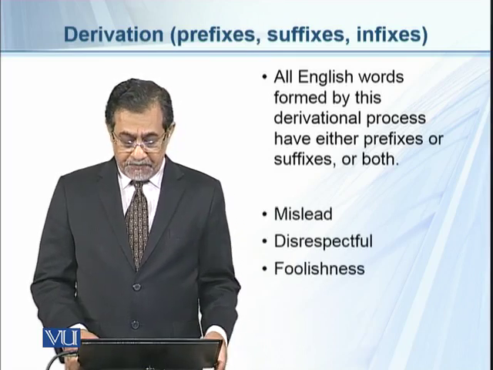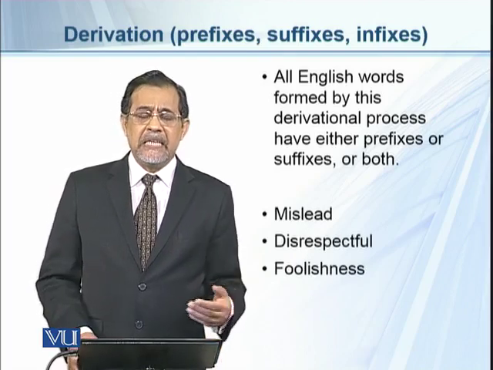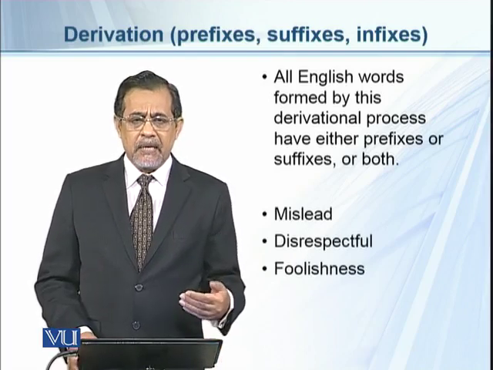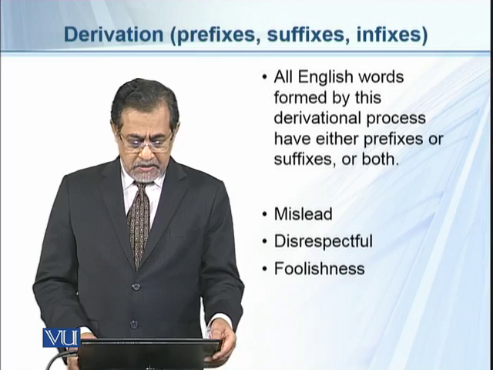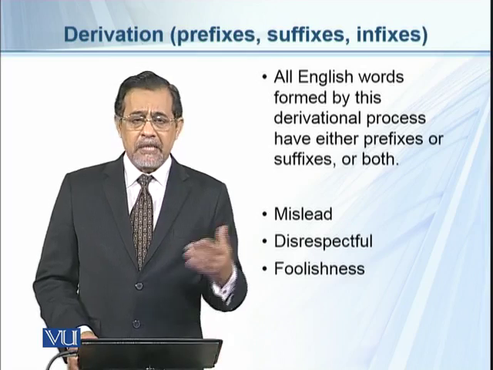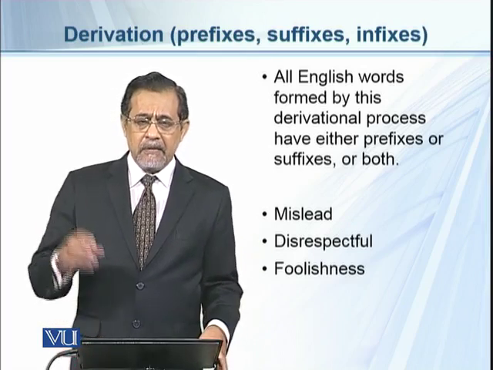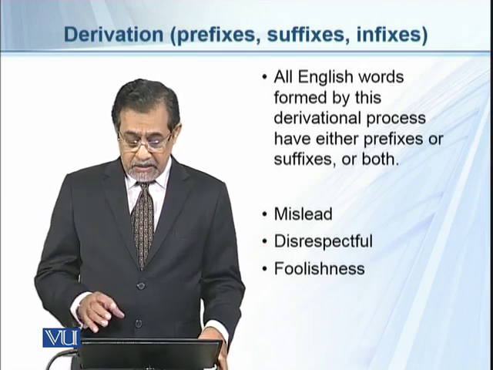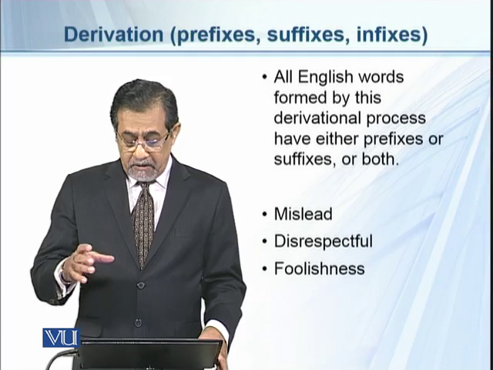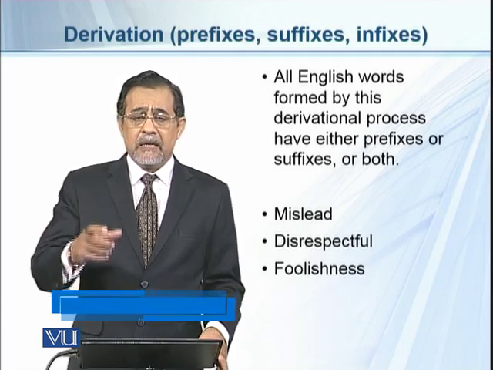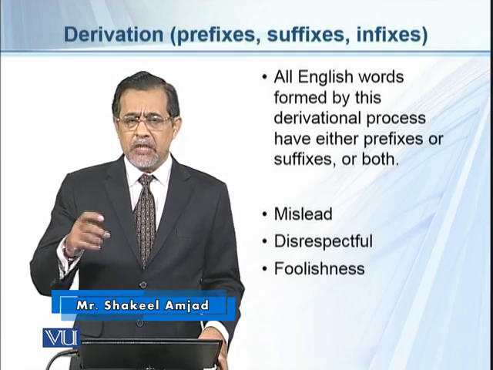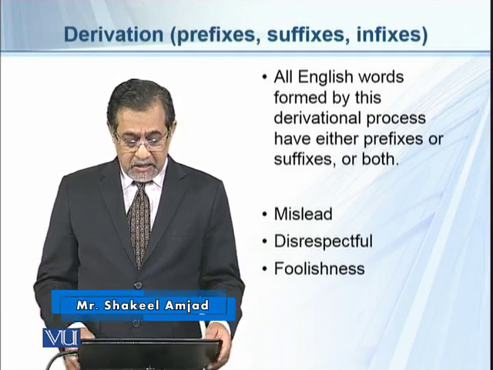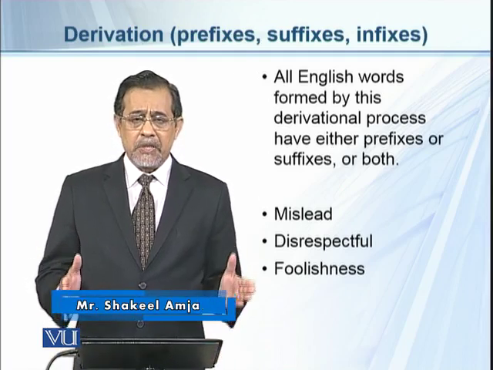For example, we have the word mislead. It has a prefix mis and then the stem lead. Disrespectful has a prefix dis and then the suffix which is ful. And we have another word, foolishness. It has the derivational suffixes ish and ness. So this is how English words are coined.